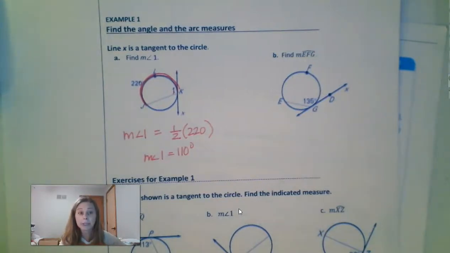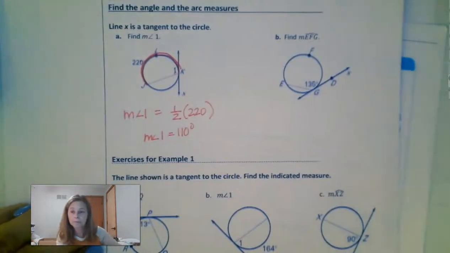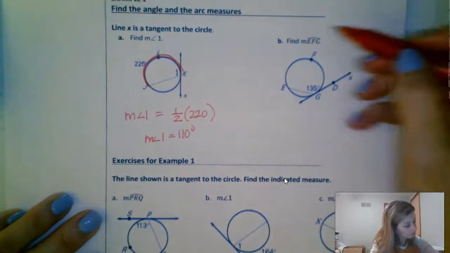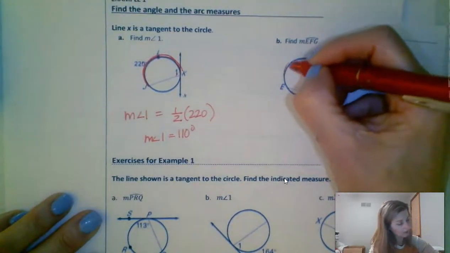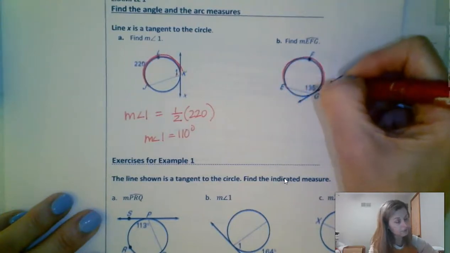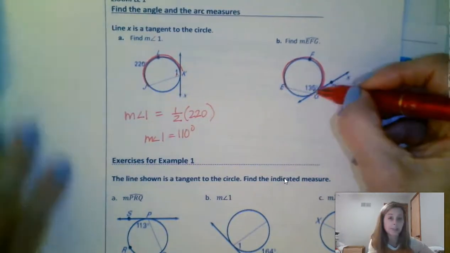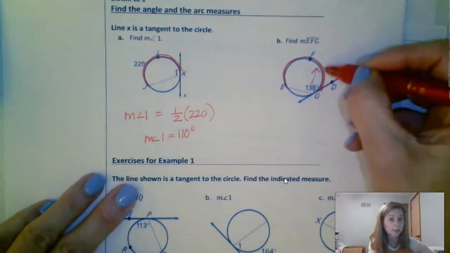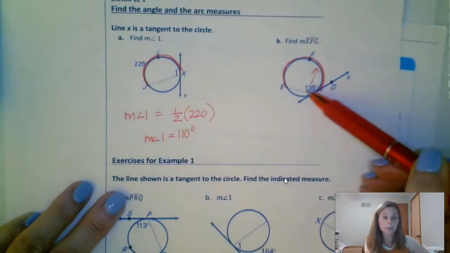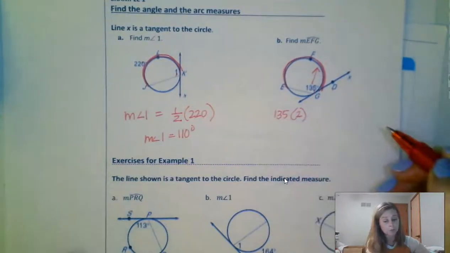Okay, I want you to try letter B. Go ahead and stop the video and see what you come up with. Okay, on this one, I'm finding the arc I'm being asked to calculate. So EFG is the arc I need to find the measure of. And it has a relationship with this angle. Okay, so that I do have the correct angle. So if I took half of the arc to get to the angle, well, I can do the opposite to go from angle out to arc. So I'm going to take my 135 and I'm going to be able to double that.